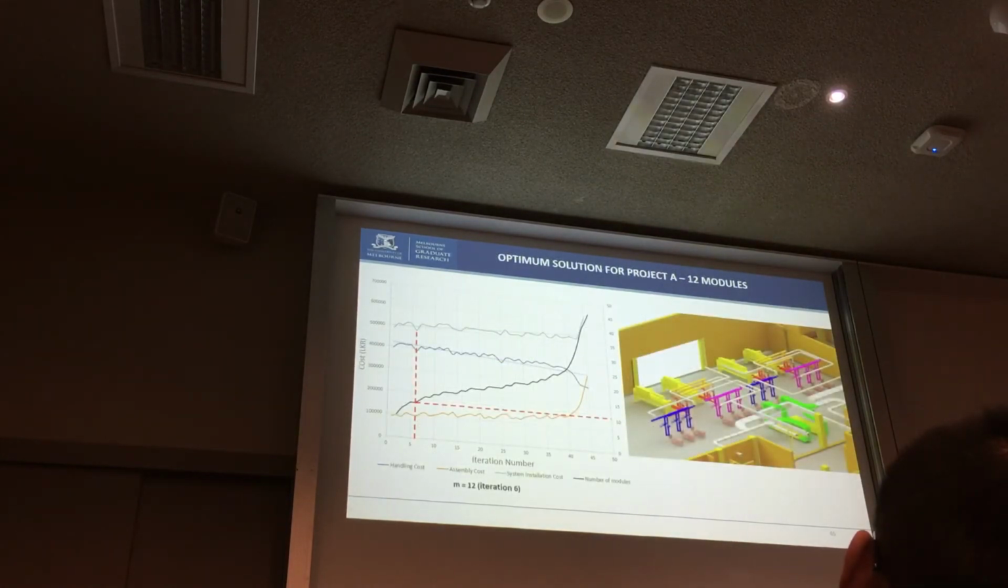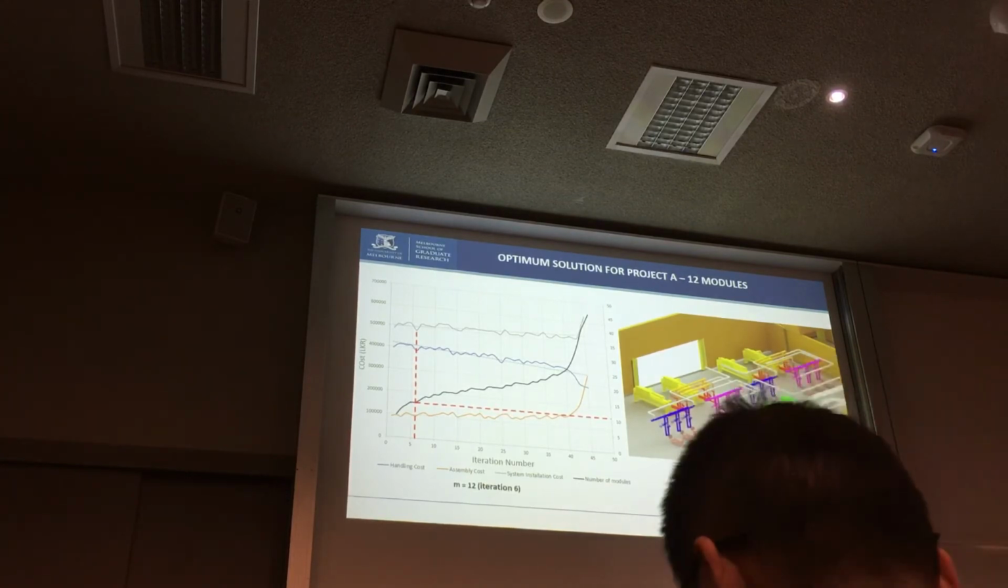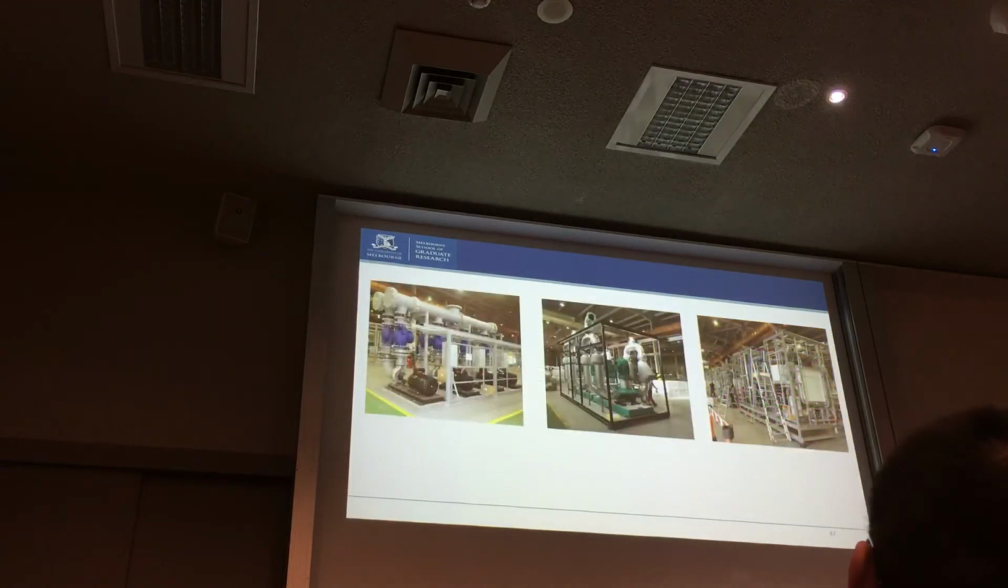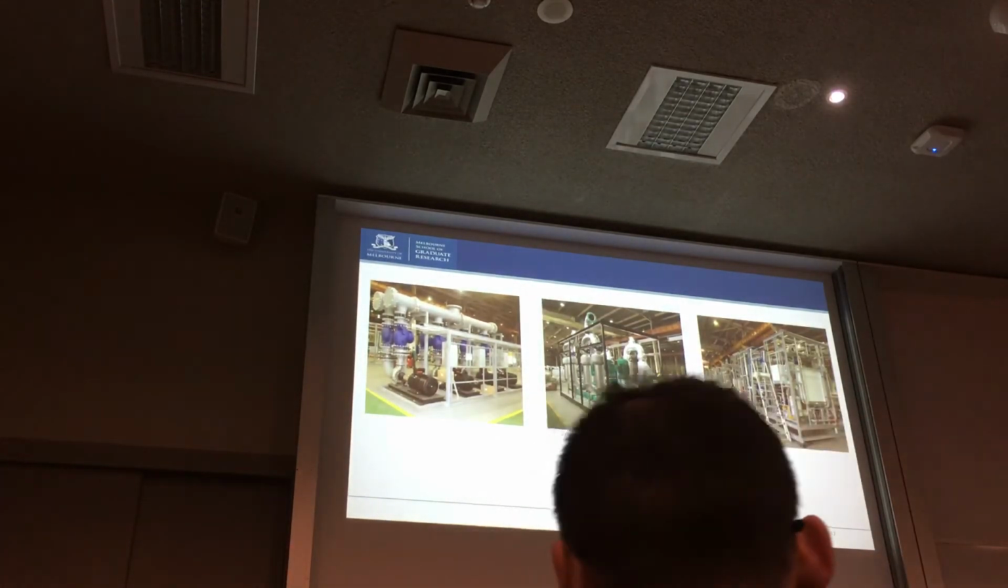So for this particular study, iteration 6 with 12 modules was identified as the optimum configuration, and the output of the BIM model is also shown here. These are some of the sample modules which are identified for prefabrication in off-site factories.